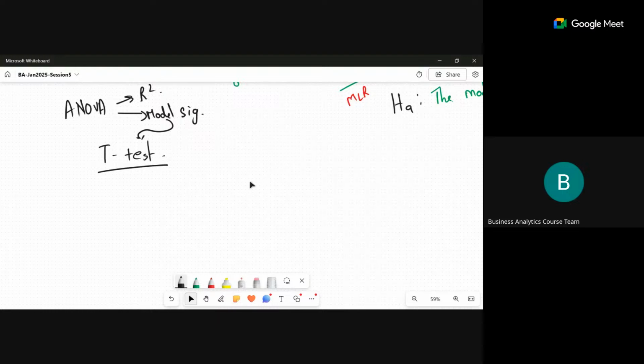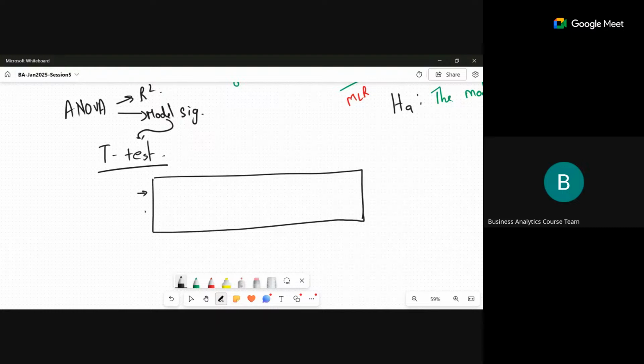Okay. Then for your t-test, what you get in the t-test table of Excel. What are the two rows? Let's say you are building an SLR. What are the two rows that will come? Intercept and the coefficient. Super.